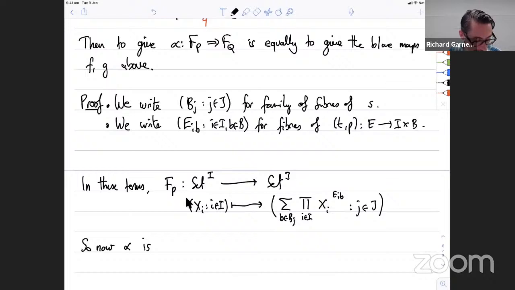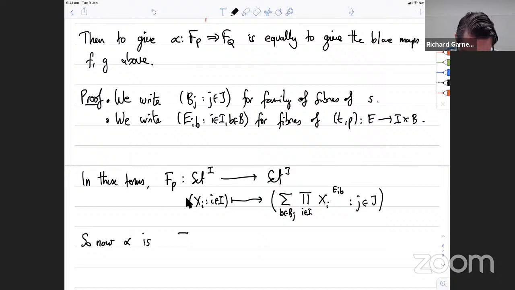So now alpha is something like this. It's a natural transformation, and I'm going to slowly transform it. Sum over b in B_j, product over i in I, x. Well, maybe I don't even need to write the x. So that's its value at some family of sets. So I'll write blank sub i, the ith projection, raised to the power e_ib. And then it's a natural transformation from there into the same thing for the C's.